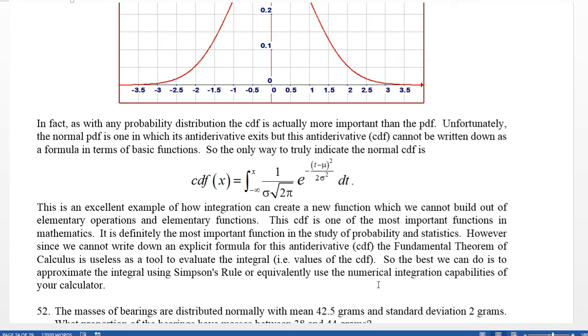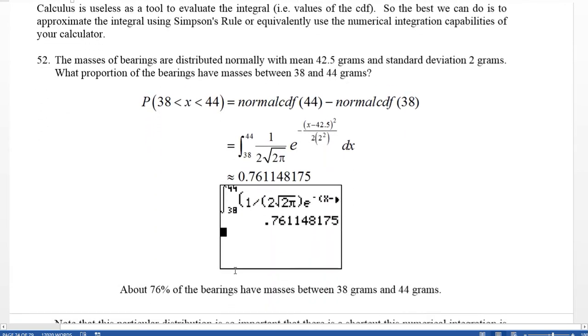So the best we can do is approximate the integral, say using Simpson's rule, or equivalently using the numerical integration capabilities of the calculator. So let's do a real-world example here. The masses of bearings are distributed normally with a mean of 42.5 grams and standard deviation of 2 grams. Let's say that's happening in some manufacturing situation. And the question is, what proportion of the bearings have masses between 38 and 44 grams?